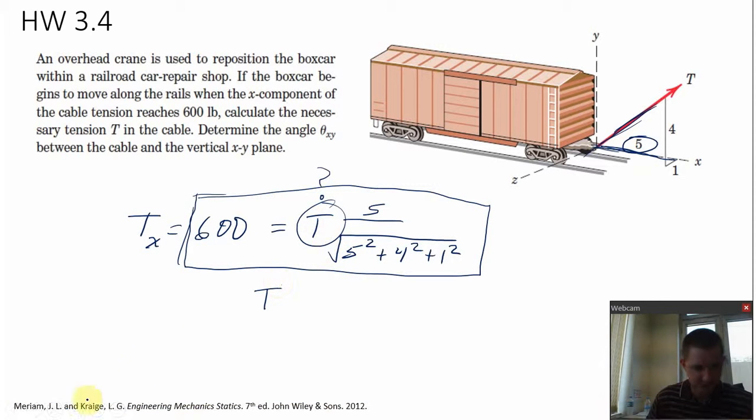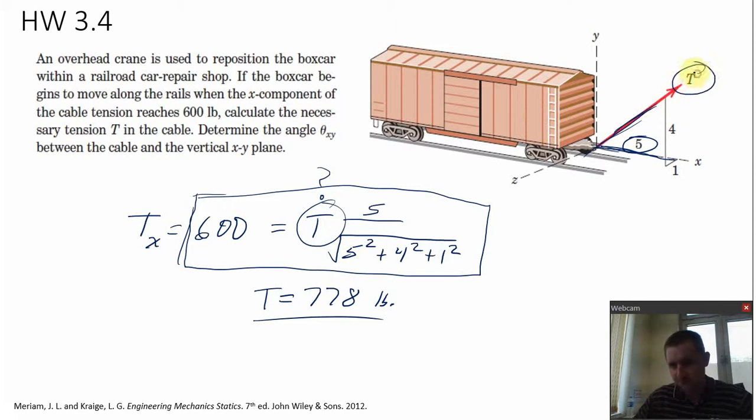And T comes out to be 778 pounds. Okay, so when you pull with a tension of 778 pounds directed up in this direction, defined by these coordinate directions, then the x component of the tension vector reaches 600 pounds and the car begins to move in the x direction. Okay, so let's look at the second part of the question now.